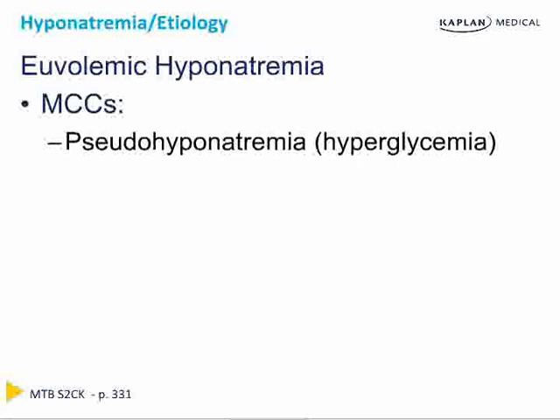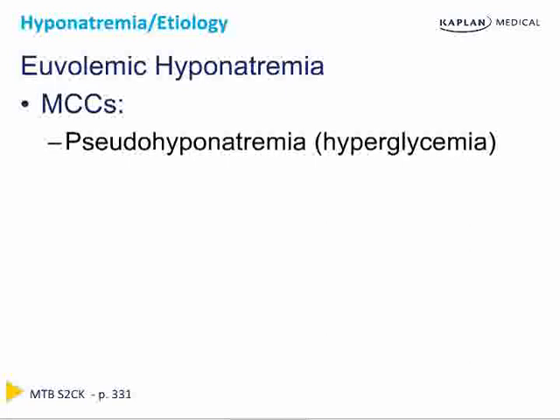This happens because when there are very high levels of glucose in the blood, that acts as an osmotic draw. Water will leave the intracellular space and follow the glucose particles into the extracellular space. With increased fluid in the extracellular space, that dilutes the sodium levels that are actually there. So in pseudo-hyponatremia, there's no change in the amount of sodium in the body. It's just that the fluid has shifted from intracellular to extracellular, and it appears that the concentration has gone down.